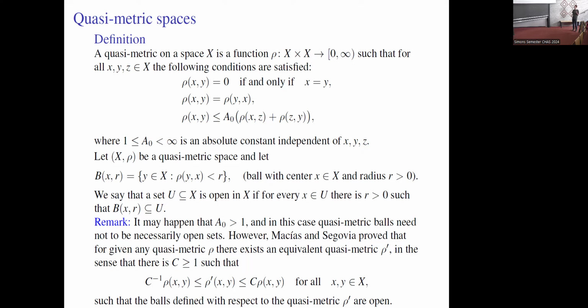Okay, so this is a bit problematic, but on the other hand, there is a result of Macias and Segovia, who proved that in such a general context, it's possible to introduce another quasi-metric rho prime, which is comparable, and in this new quasi-metric, all balls are open. Okay, so from our point of view, at the very beginning, we may think that all balls are open. Because for us, it wouldn't matter if we consider rho or rho prime, which is comparable with rho.